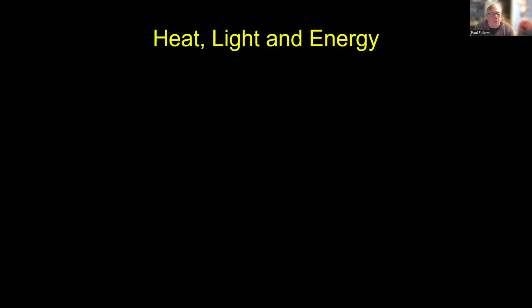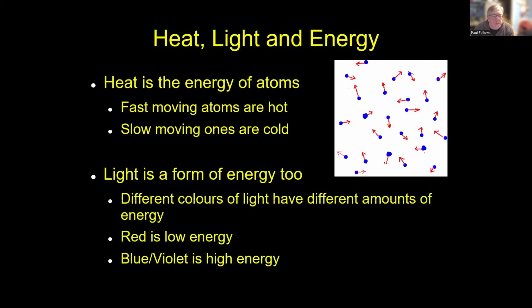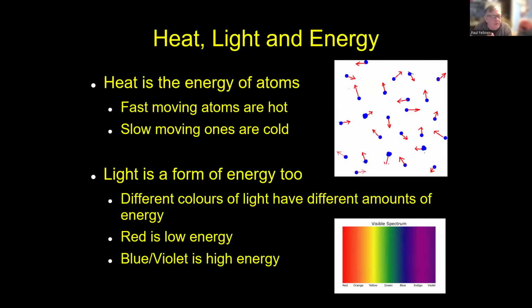So let's just have a little think about what heat, light, and energy are really all about. Well, heat is the energy of atoms or particles moving around at high speed. The faster they're moving, the higher the temperature. The more energy they have, the higher the temperature. And slow-moving particles are cold ones. But light is a form of energy as well.